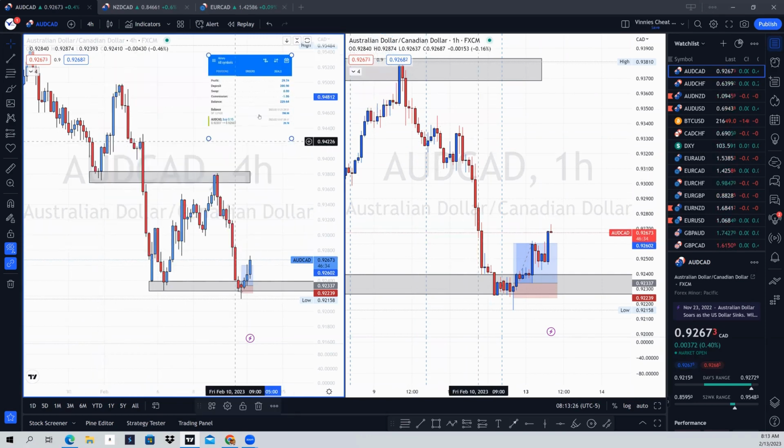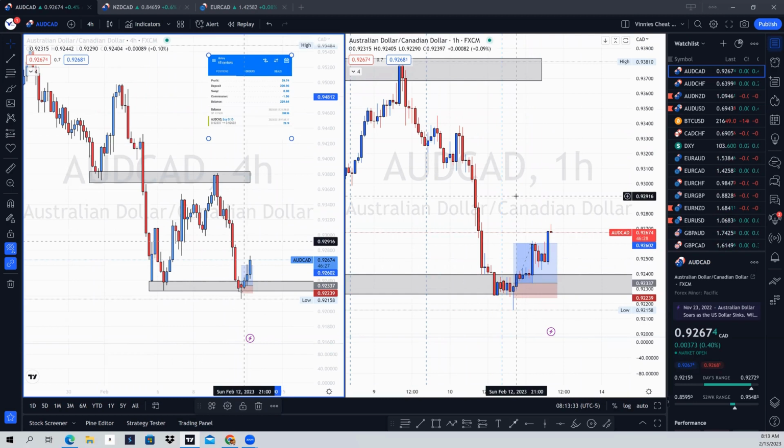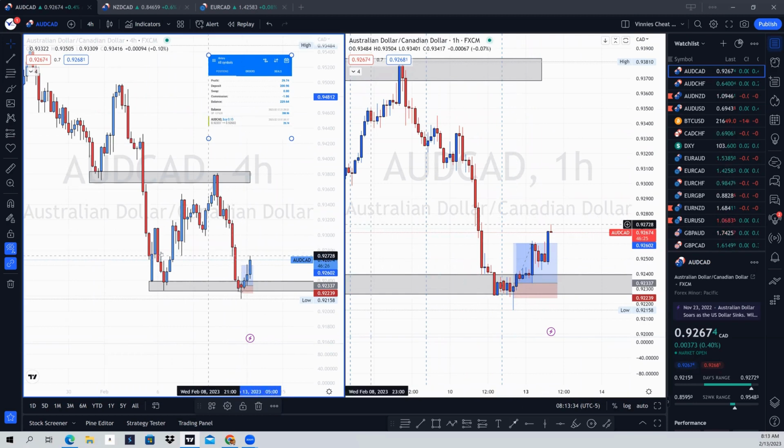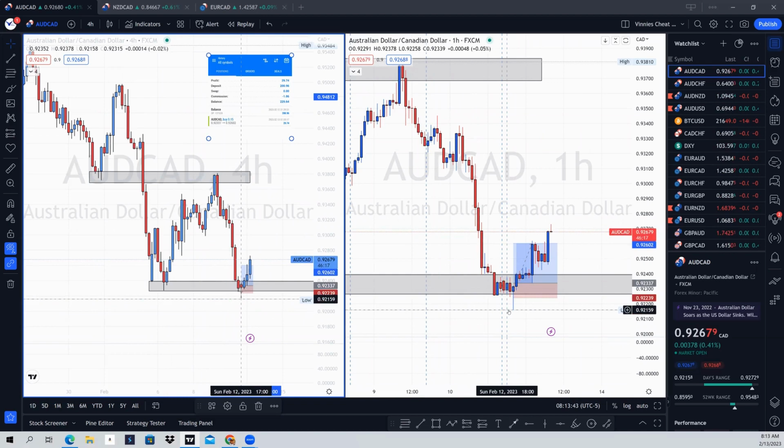We're on AUD CAD. Okay. On this side is the 4-hour time frame. On this side is the 1-hour time frame. Okay. Here's how this strategy works. Okay. I'm looking for a cheat code buy or sell signal on a 4-hour time frame. Then on the 1-hour time frame, I'm looking for a break and retest.